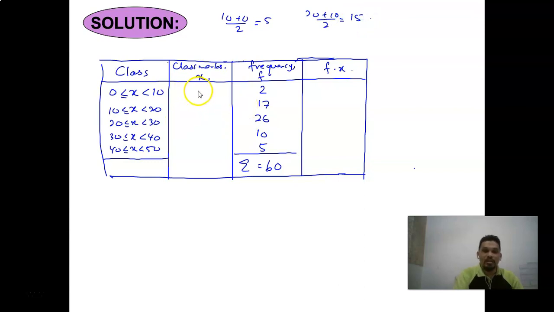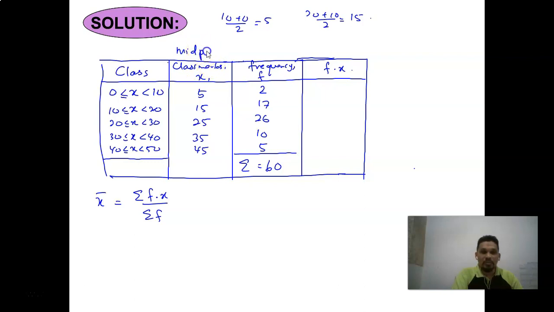So then here it is 5, 15, 25, 35, and 45. Okay, so the first one then, average or mean equal to summation of F times X divided by summation of F. So the mean here uses the class marks: summation of F times X, frequency times the midpoint, the class marks. Again, I put the name here to help you recall it.